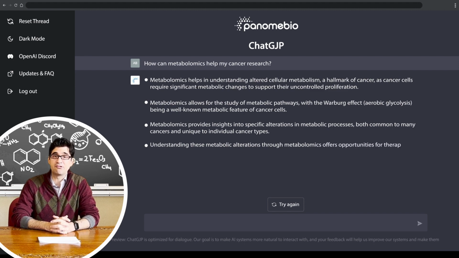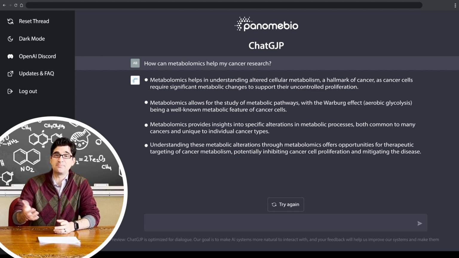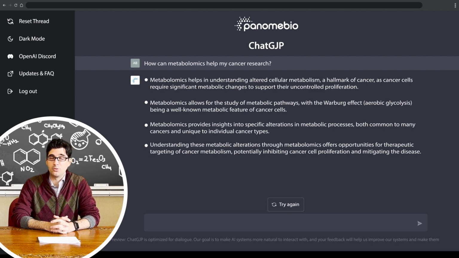We know that there are a lot of altered pathways that occur in cells. We know that cancer cells have high avidity for glucose. That glucose is metabolized mostly through glycolysis and transformed into lactate, a phenomenon that's known as the Warburg effect or aerobic glycolysis. That's probably the most studied metabolic feature of cancer. But there are many other metabolic alterations that are known to occur, some generally in many cancers, others that are very specific to some individual cancers.